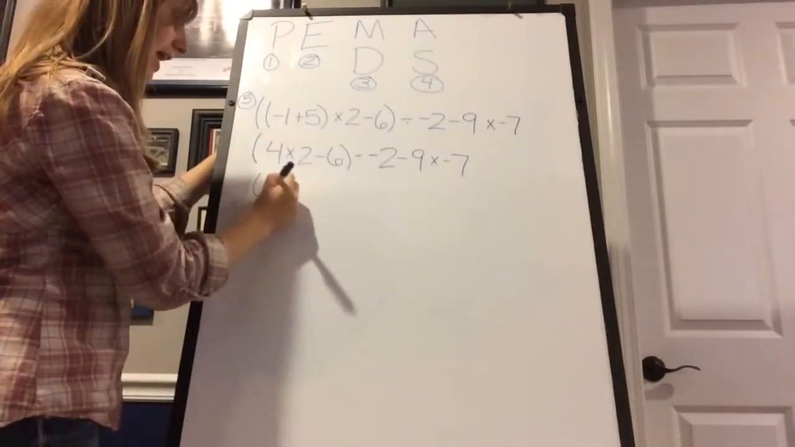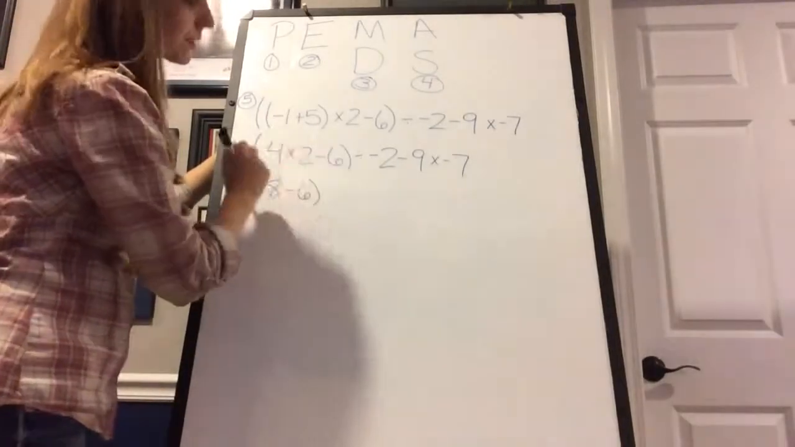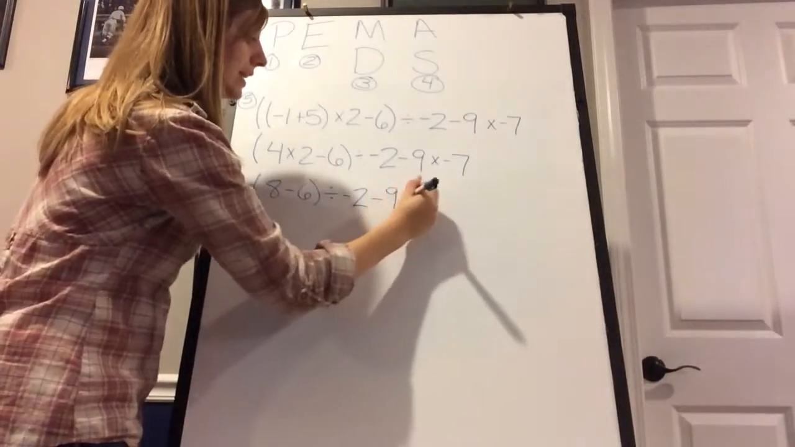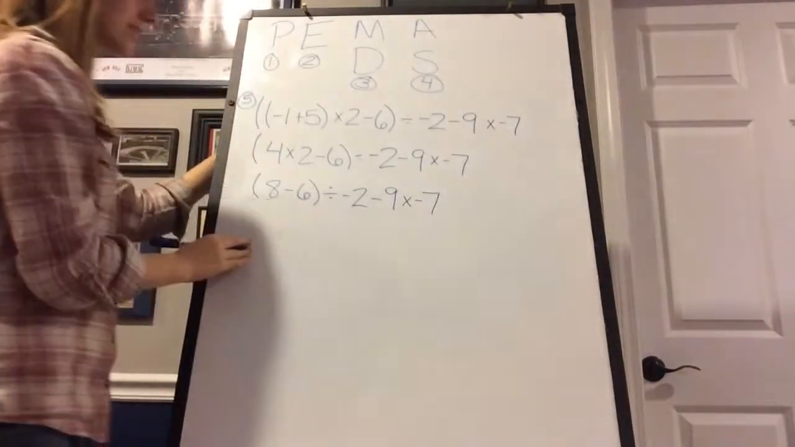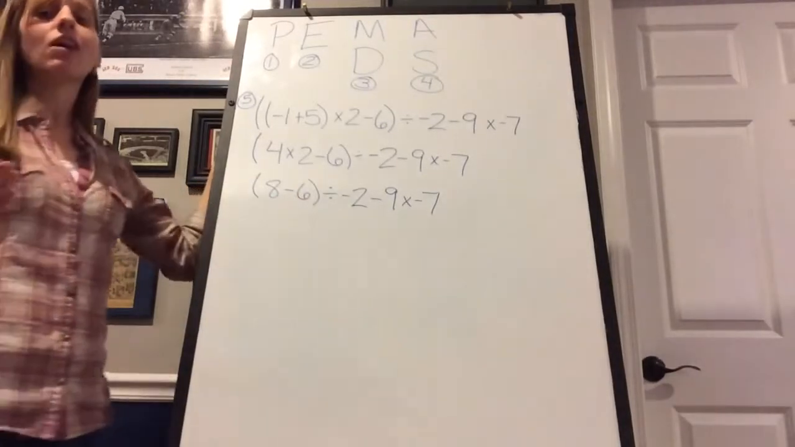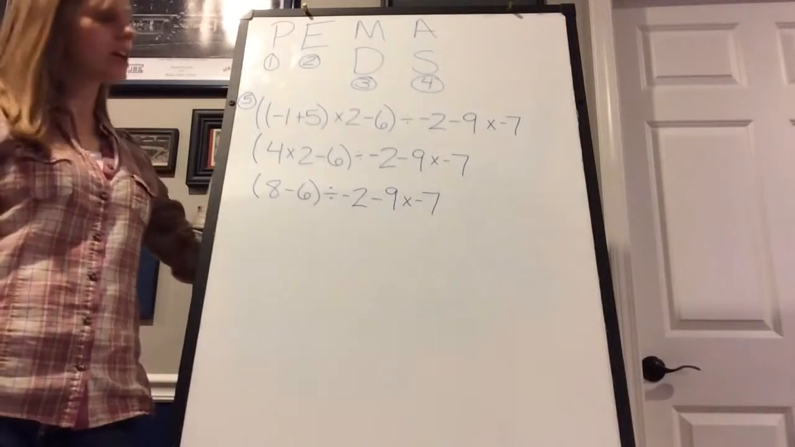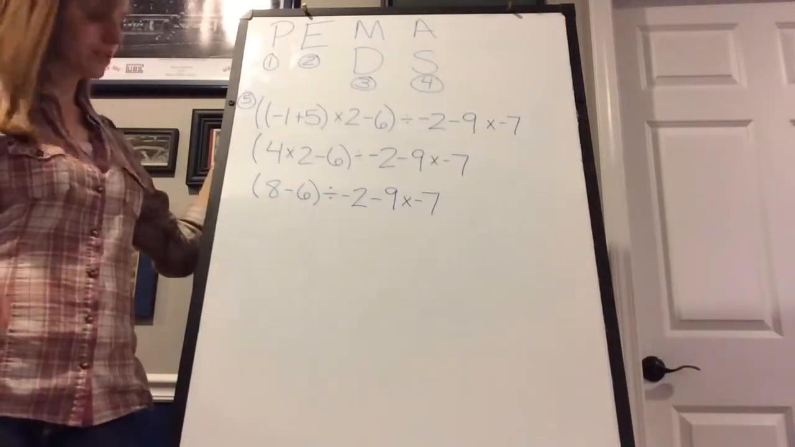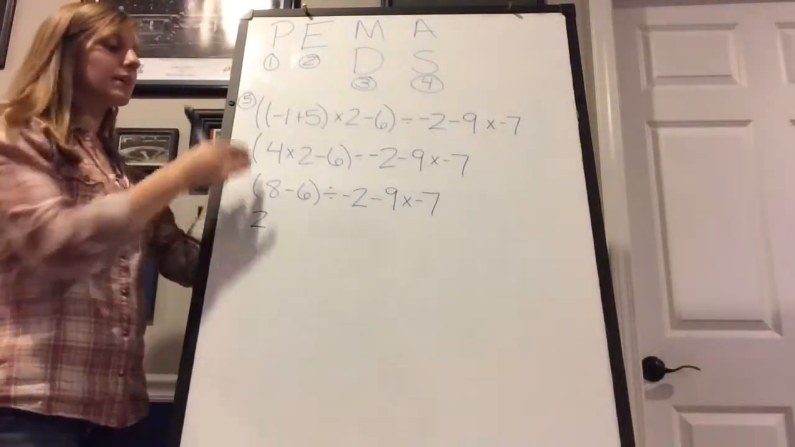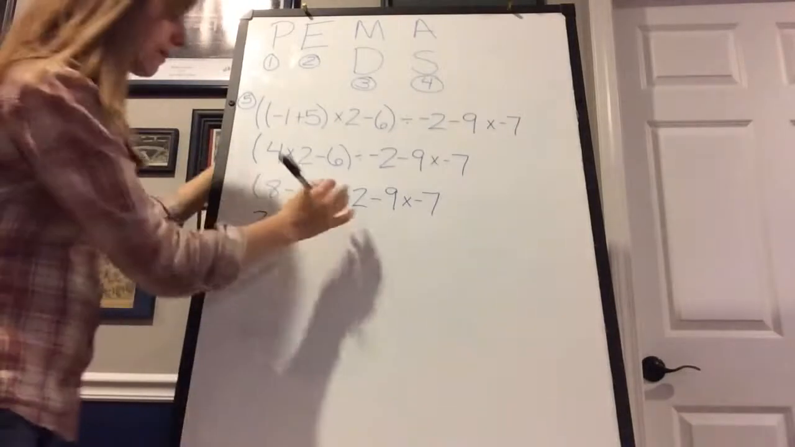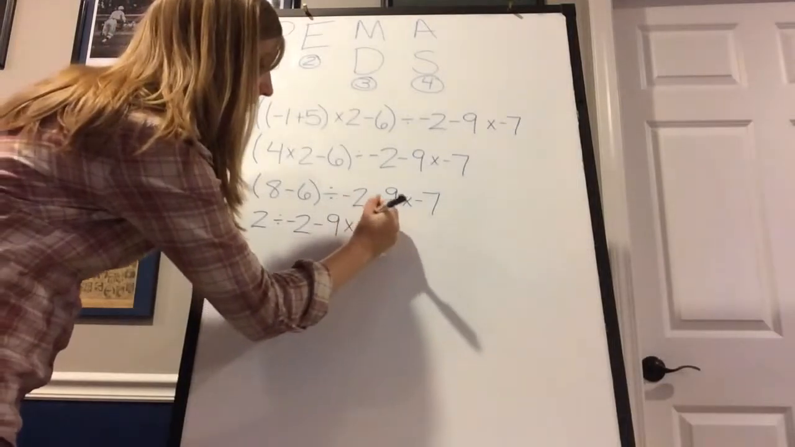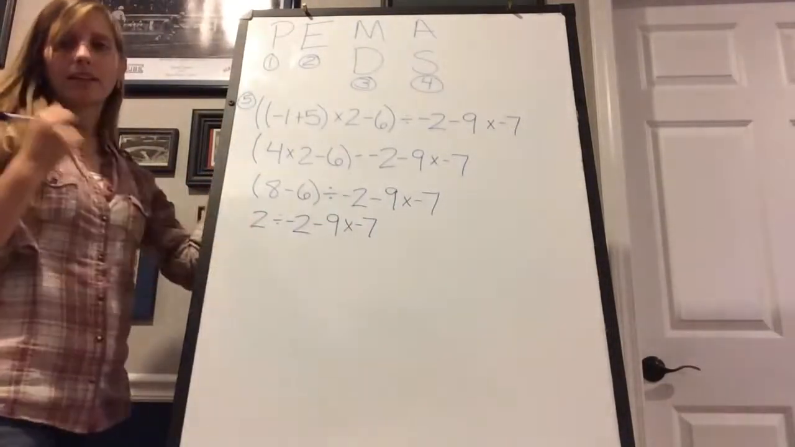4 times 2 is 8. The -6 just comes down. And then my division sign, -2 minus 9 times -7, all stays the same. At this point, I still need to keep it in parentheses because I haven't done all of the operations yet. I haven't done the subtraction. So we go back to the parentheses, and that's what we do next. 8 minus 6 is 2. I no longer need the parentheses because I've done all of the operations now. My divide by -2 minus 9 times -7. That all just comes down exactly the same.